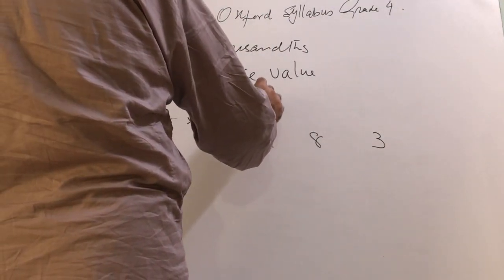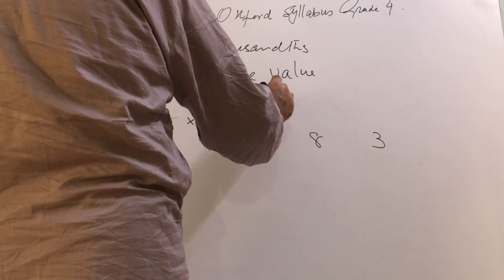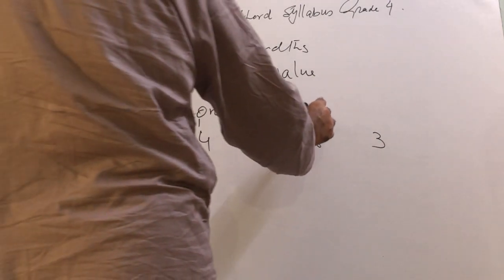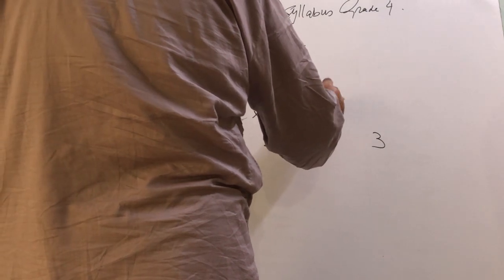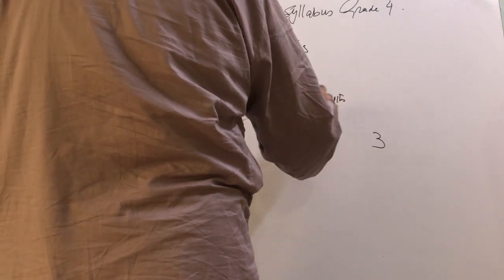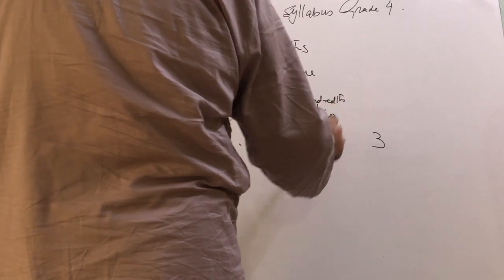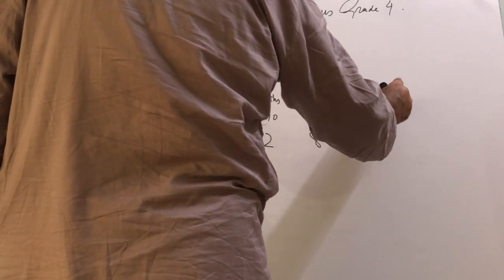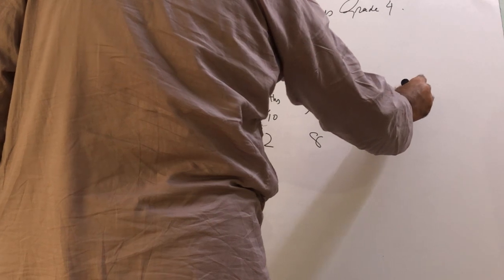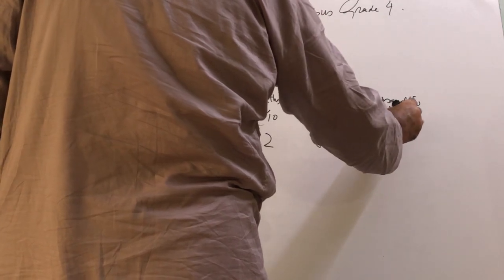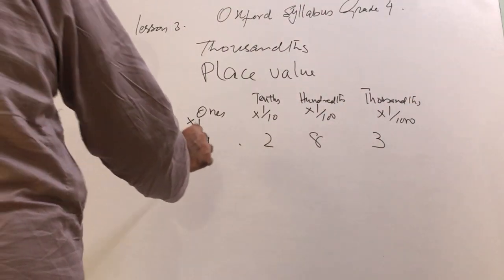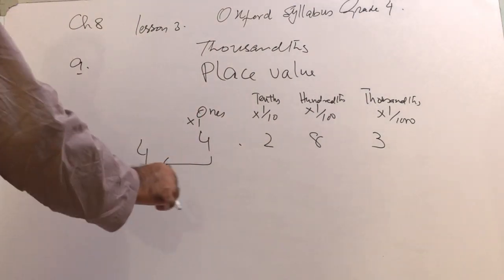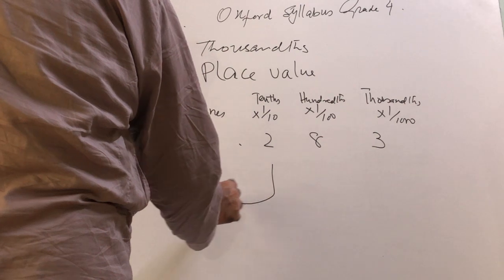It will be tenths. It means we multiply with 1 over 10. It is hundredths. We just multiply it with 1 over 100 to find its value, and this is thousandths. We just multiply with 1 over 1000 to find its value. So we just start. The value 4 is 4 into 1 is 4. Its value is 4. Here we have 2.